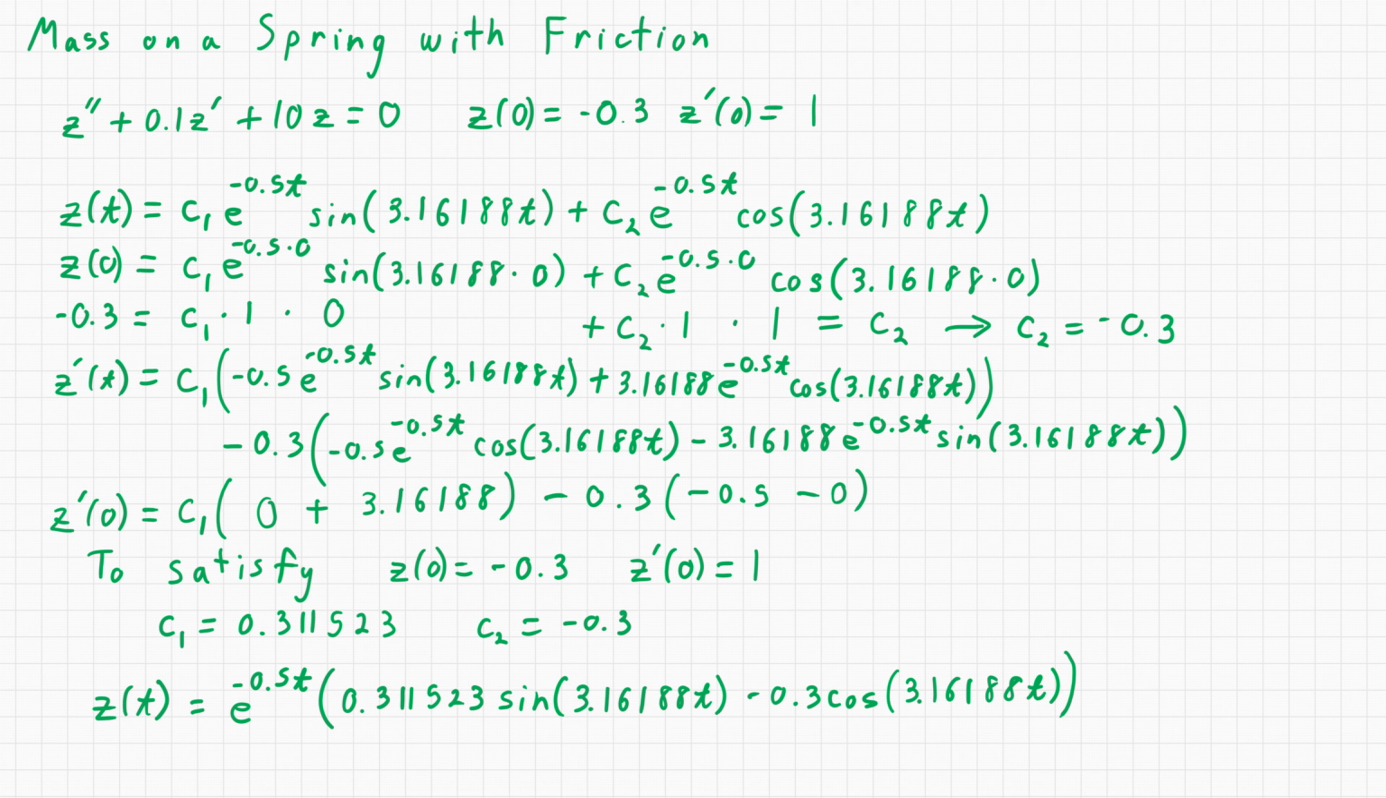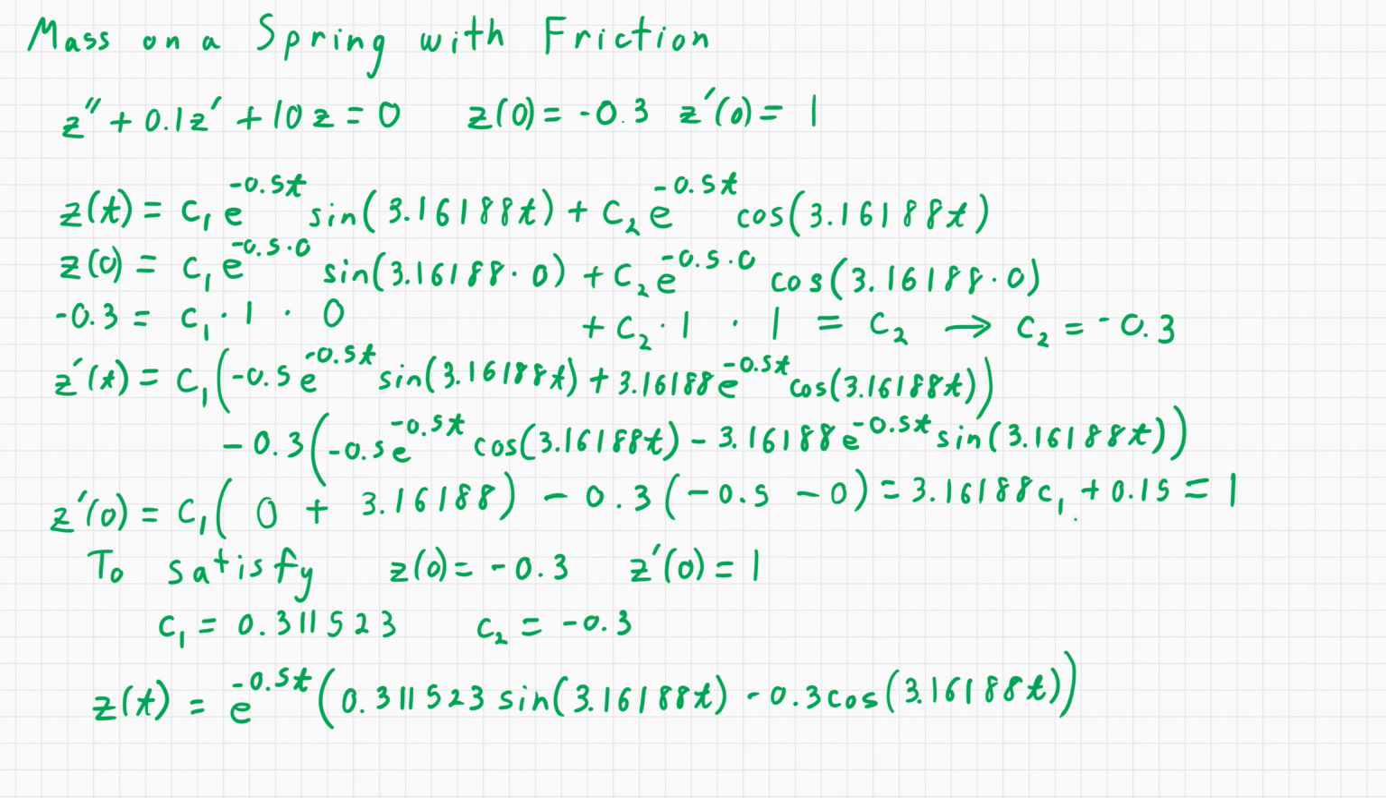And so we have now this expression. We have c1 times a number minus 0.3 times some numbers. Let me simplify a little bit. So that's equal to 3.16188 c1. We have a minus 0.3 times a minus 0.5. I think that's positive 0.15. And we also know that z prime at time t equals 0 has to equal 1. So we can put a 1 right there.